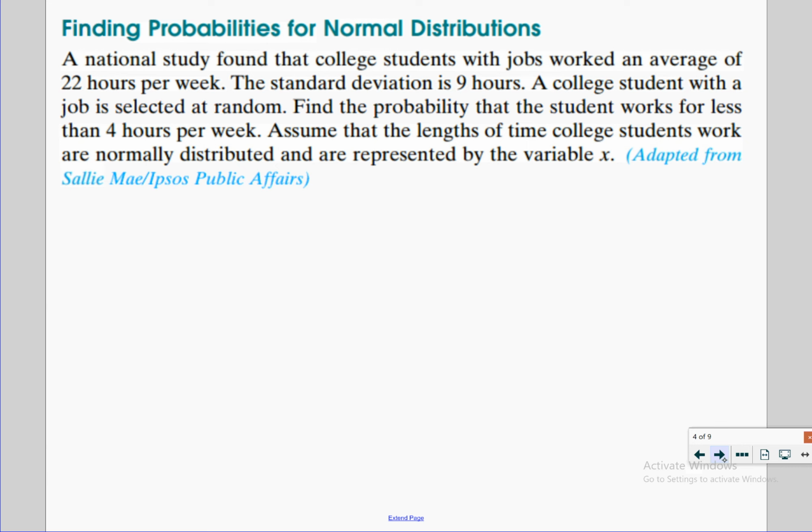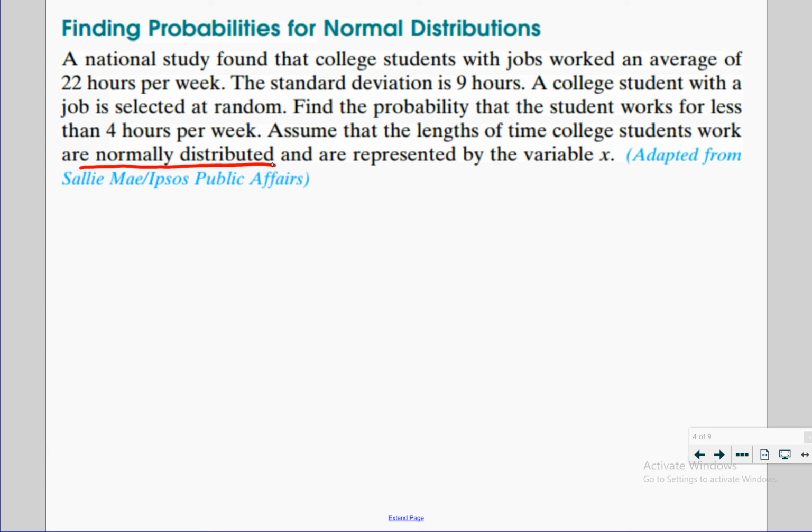You're going to see "assume everything is normally distributed" in every problem that we do in this chapter. Everything has to be normally distributed to use our z-scores, because our z chart is our normal distribution chart. So that's just clarifying that we can do what we want to do on this.